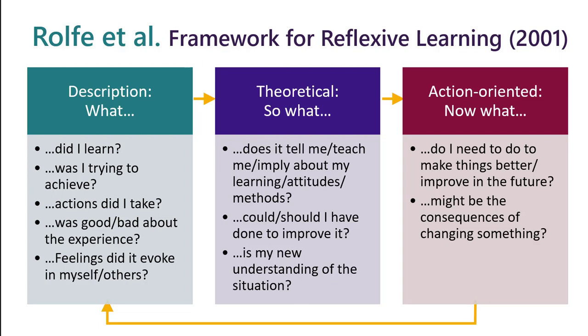And finally, the action-oriented section is about looking to the future. So now, what do I need to do better? And this brings in something that isn't mentioned at all in the Gibbs framework. What might be the consequences of changing something? It is still a cyclical process, even though this is shown as 3 distinct steps. You can see by the arrow at the bottom that this is iterative and we should never stop reflecting.